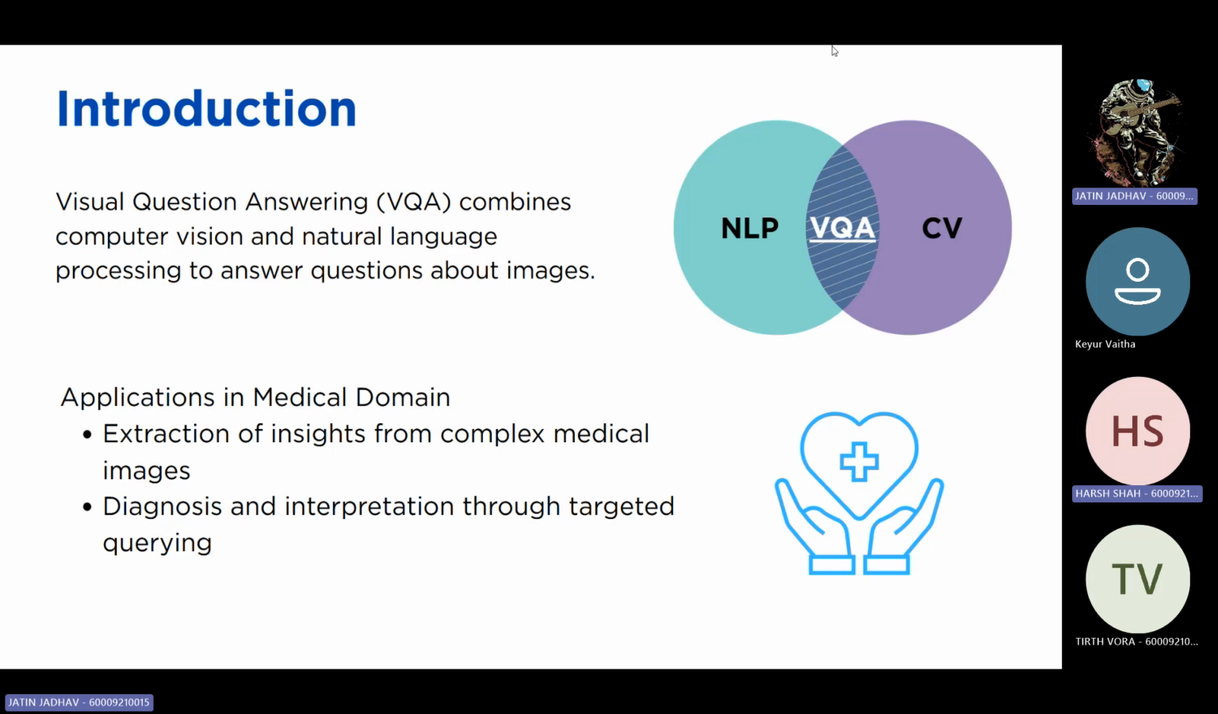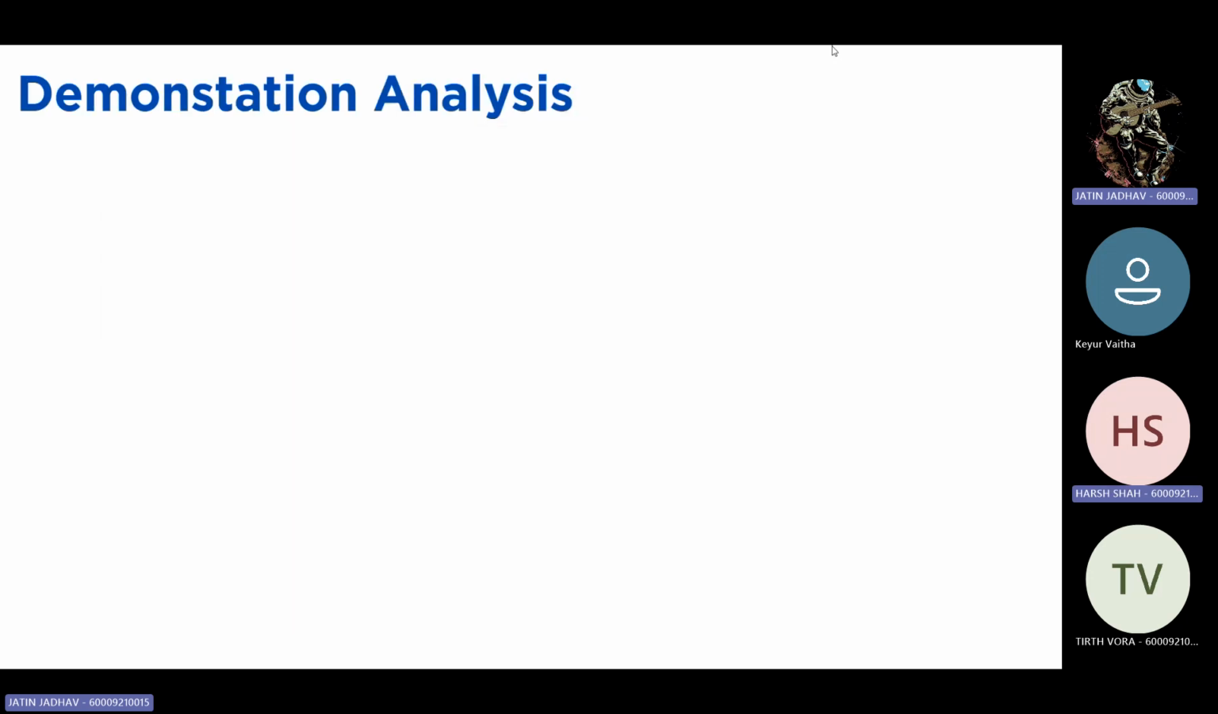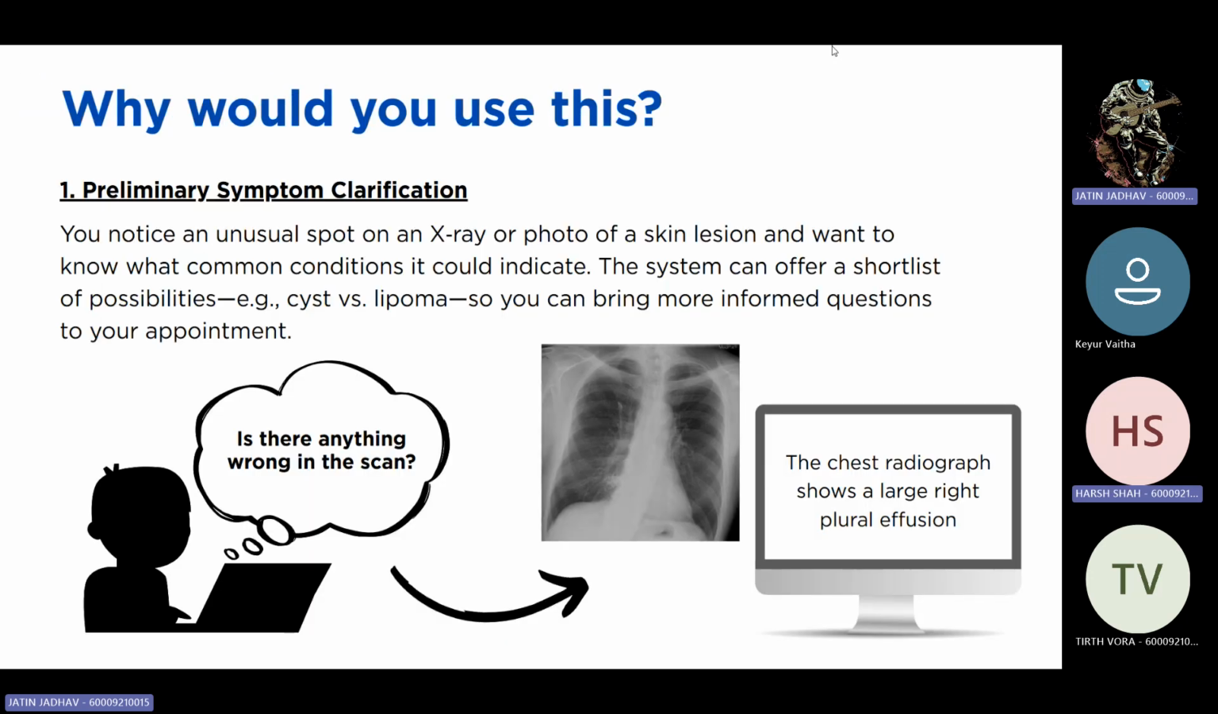So right now we are using VQA on a medical data set. So we extract insights from medical images which are very complex. We diagnose and interpret them through the targeted analysis. And we have introduced SWIN VQA by combining SWIN into VQA. So why would somebody use this?